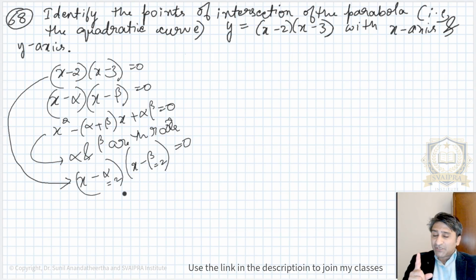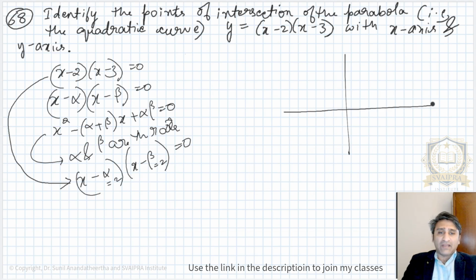But geometrically, what do we understand from the roots? Roots are those values where the curve intersects the x-axis. So if I have a graph like that, x plus and y plus, that means alpha equals 2 and beta equals 3.